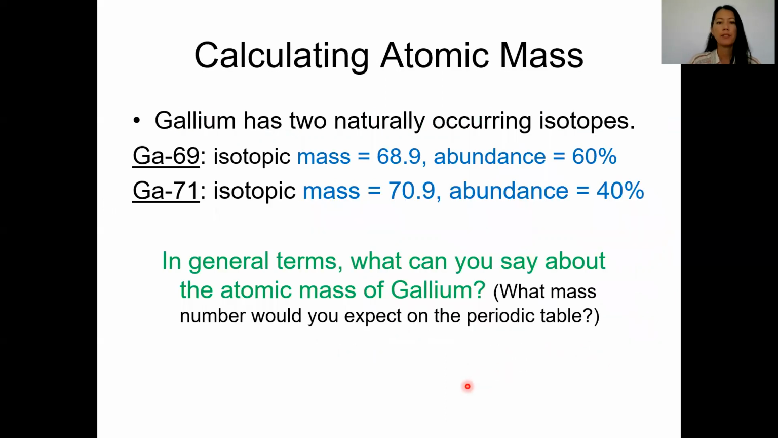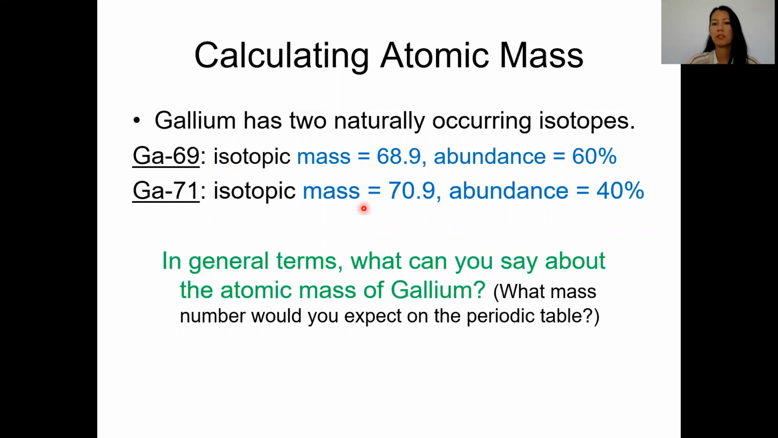So here's an example. Say I have gallium, 2 naturally occurring isotopes. Gallium-69 has a mass of almost 69, 68.9, and gallium-71 has a mass of 70.9. The abundance on Earth is 60% of gallium is the lower mass gallium-69. So my question to you is, just in general terms, don't use your calculator here, what can you say about the atomic mass of gallium? Meaning, what mass number would you expect on the periodic table, roughly?